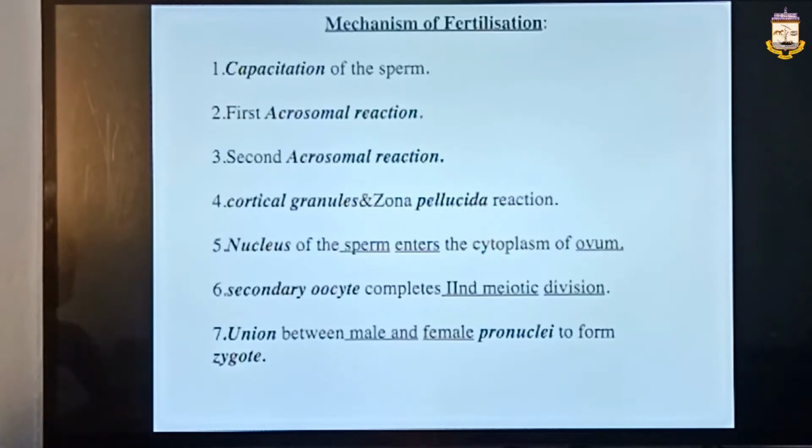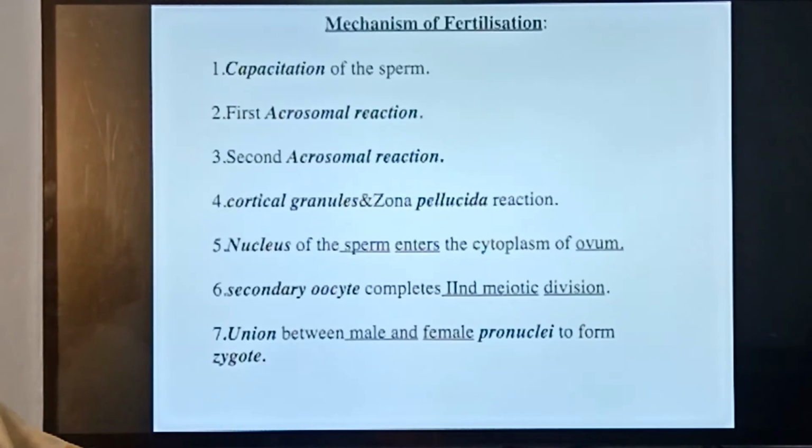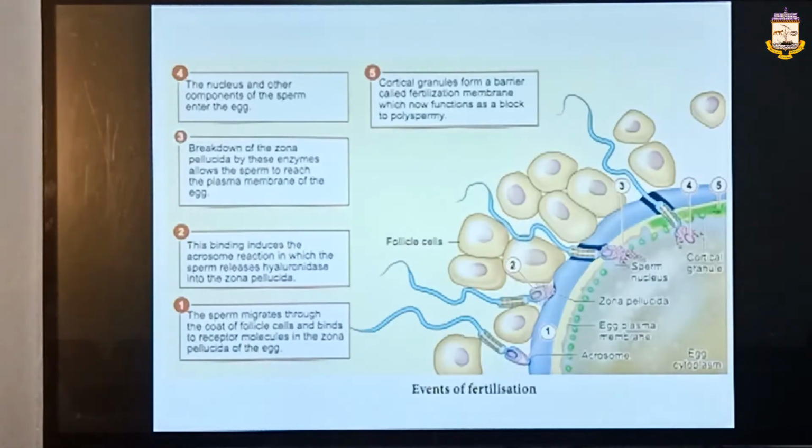Okay. So what are the mechanisms of fertilization? The first one is capacitation of the sperm. Then the acrosomal reaction, cortical granules and zona pellucida reaction. The nucleus of the sperm enters the cytoplasm of the ovum. Second, the oocyte completes the second meiotic division, and the male and female pronuclei unite to form the zygote. After that, you can see the picture here, from the first process to the fifth process, given step by step.